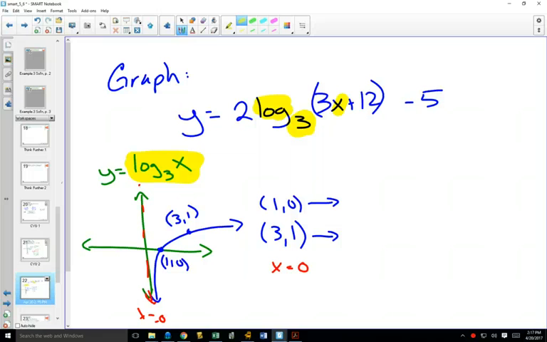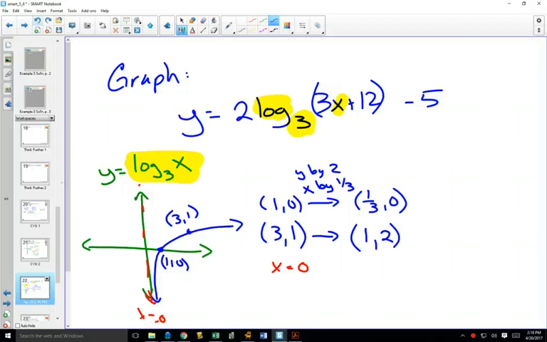For stretches and compressions, what is going to happen to your x and y values? You're going to multiply y by anything? Yes, we're going to multiply y by 2. x by anything? 1/3. So what happens to this point? We get (1/3, 0), and here we're going to get (1, 2). Nice.